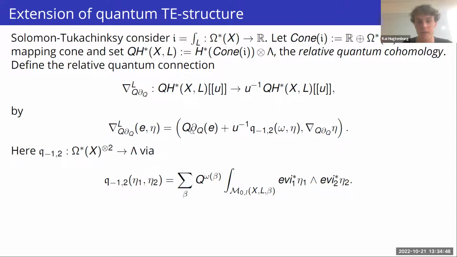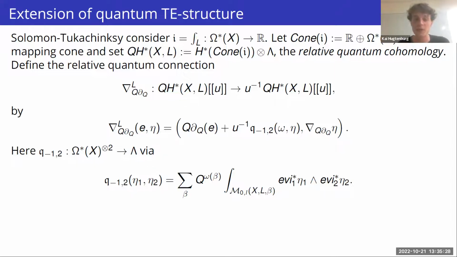And what do you do to the scalar? Well, first of all, you have to differentiate in Q del Q, and then you add a U to the -1 term, which is now given by this operator Q -1, 2. Now, how is this defined? This is basically a count of holomorphic disks where you pull back 2 differential forms on X, and you integrate it over the moduli space with 2 interior marked points and 0 boundary marked points. So these are ideally what you would define as open Gromov-Witten invariants.